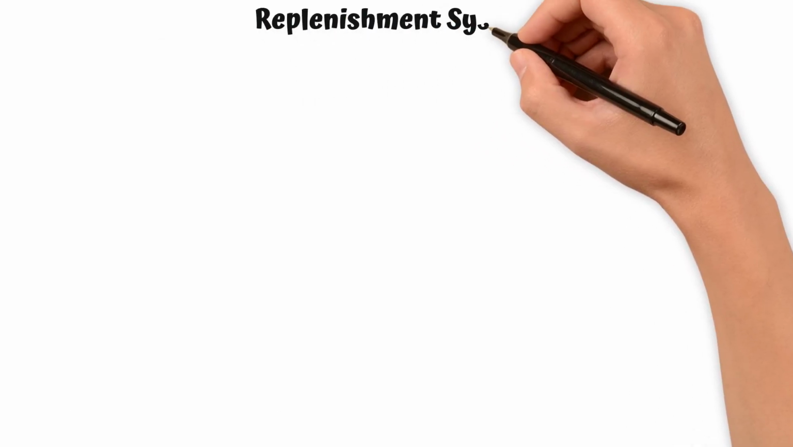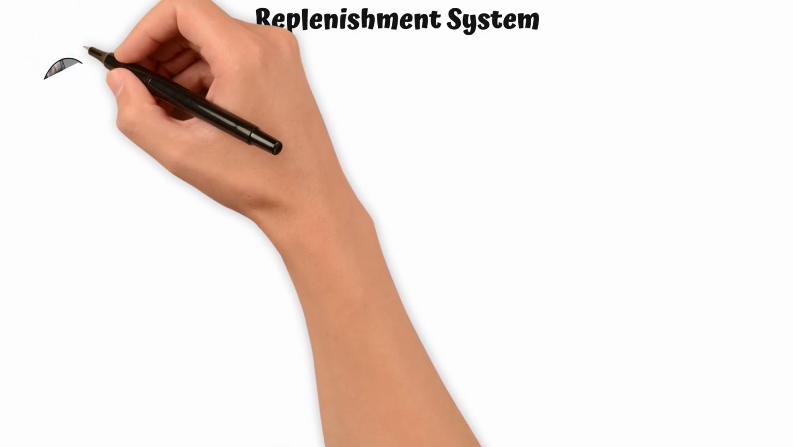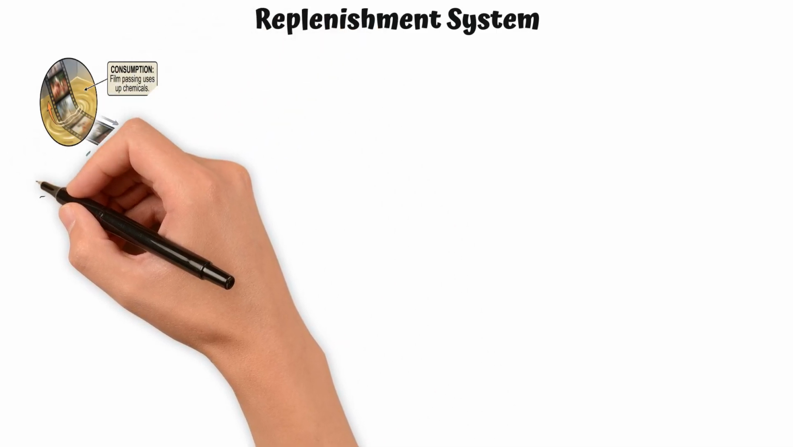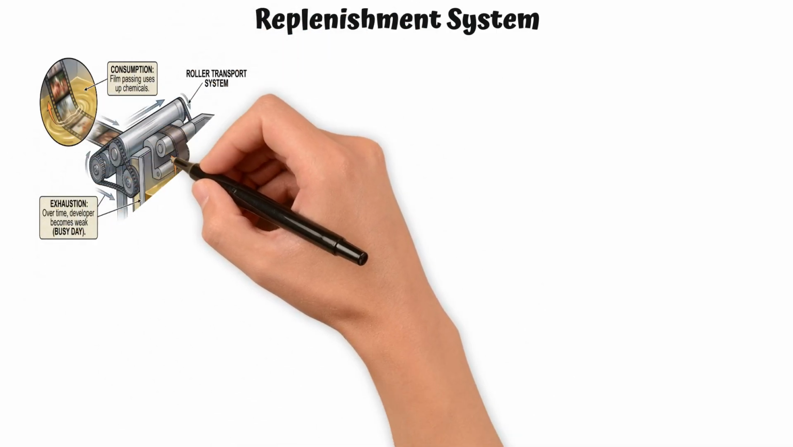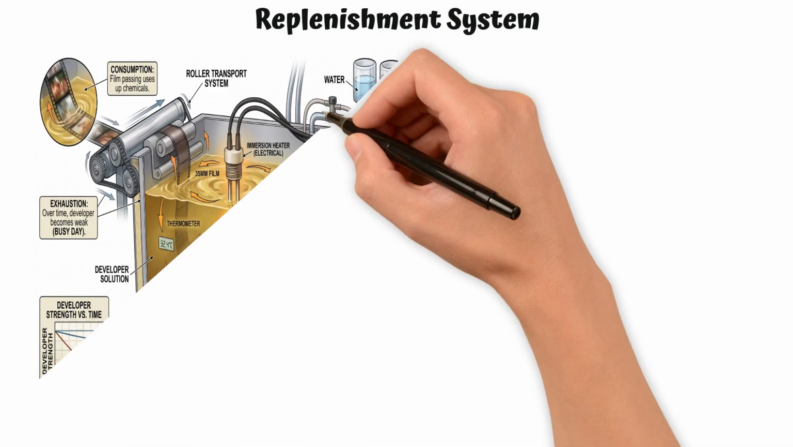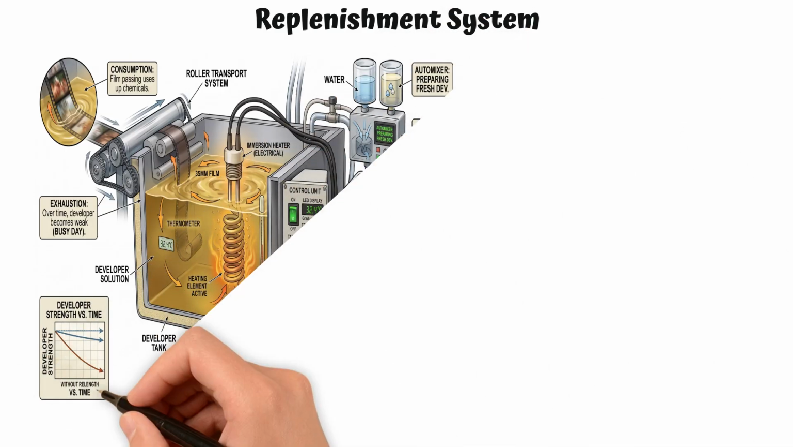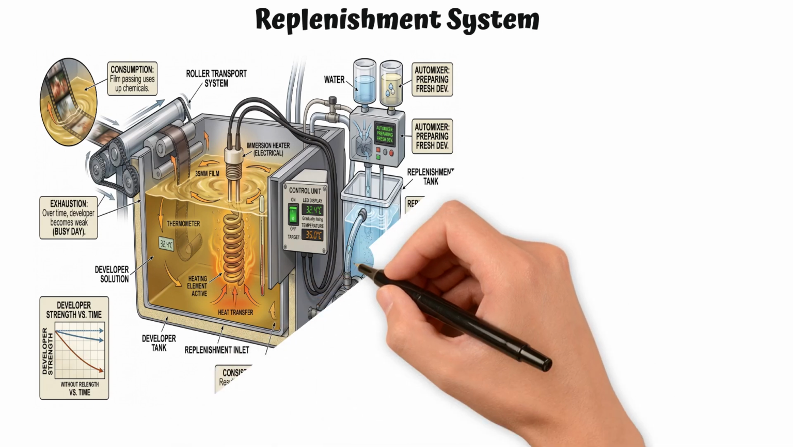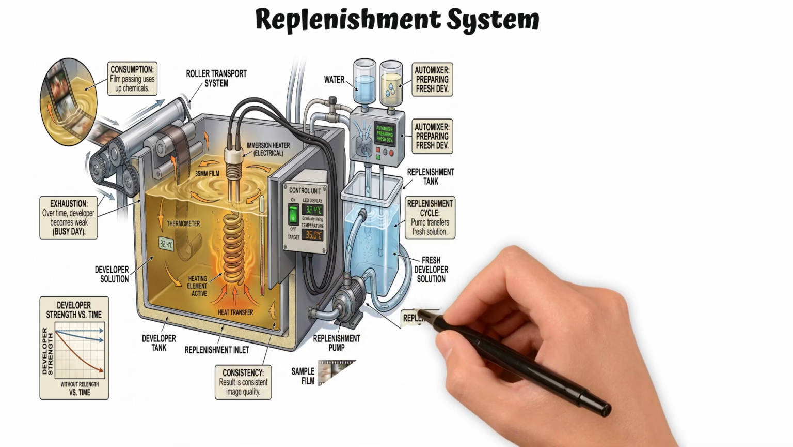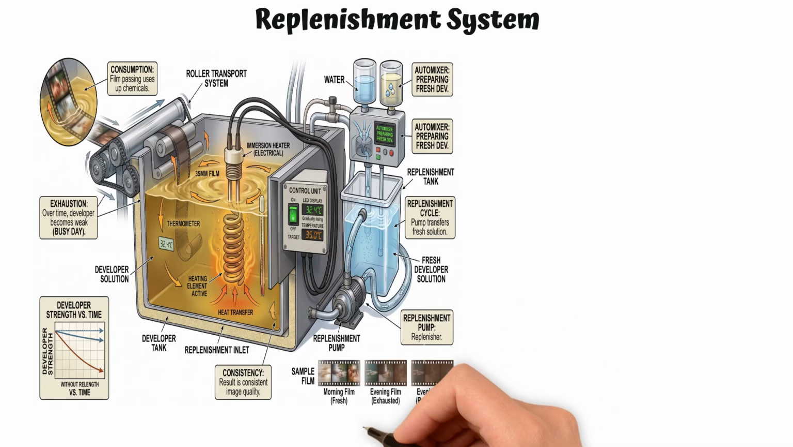Now let us consider replenishment and why it is necessary. Each time a film passes through the developer tank, it consumes some of the chemical solution. The developer reacts with the silver halide crystals in the film emulsion, and in doing so, it is gradually used up. Over the course of a busy working day, the cumulative effect of processing many films causes the developer to become progressively exhausted, less and less capable of producing the correct degree of development. If nothing were done to address this, image quality would decline steadily throughout the day. The first films processed in the morning would look very different from those processed in the afternoon. Replenishment prevents this from happening.